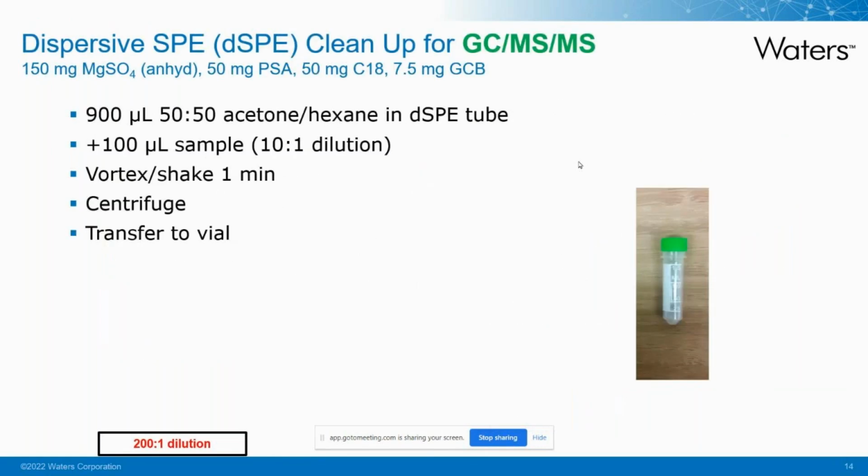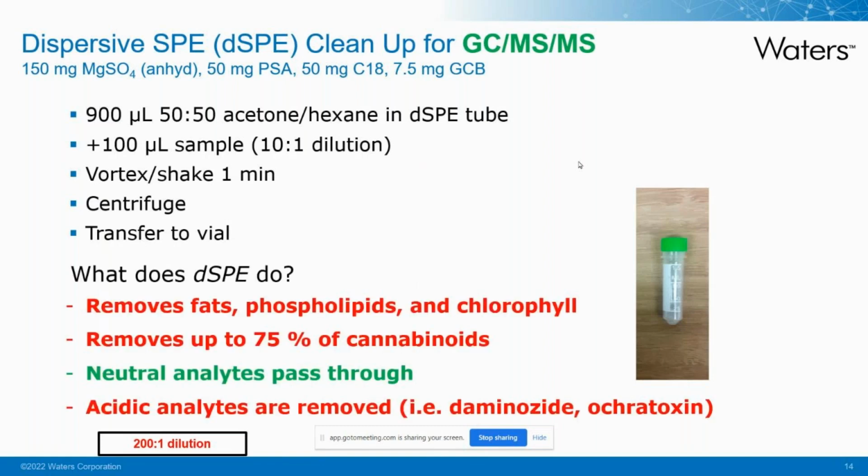After extraction, we go on to an additional cleanup. This is a dispersive SPE cleanup. Again, it's fairly simple: we take 100 microliters from that previous extraction and add it to the tube with the dispersive SPE cleanup material, centrifuge, and then transfer the organic layer to the vial. This now amounts to a total of about a 200-to-1 dilution, and the purpose is listed here. It's going to remove the fats and pigments, as well as up to 75% of those cannabinoids shown in the previous slide, while letting the relatively neutral analytes pass through.